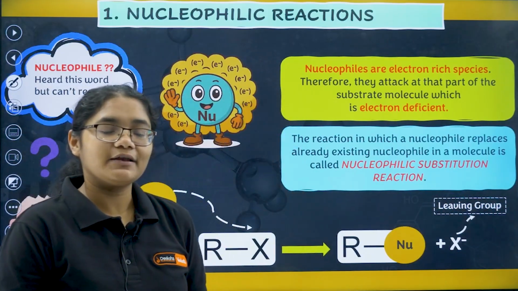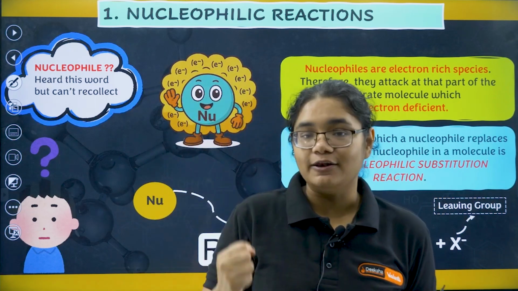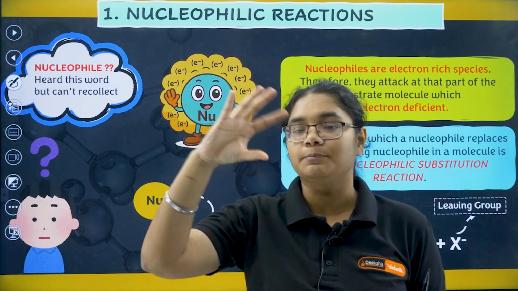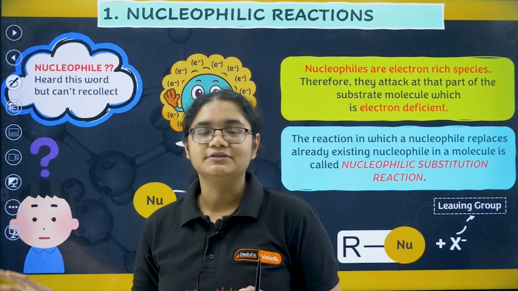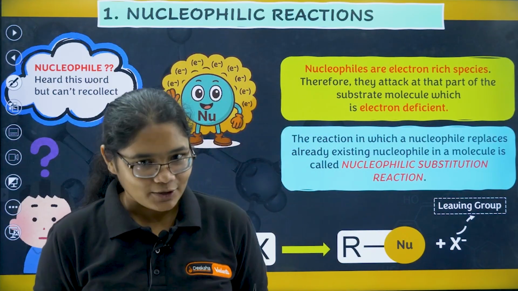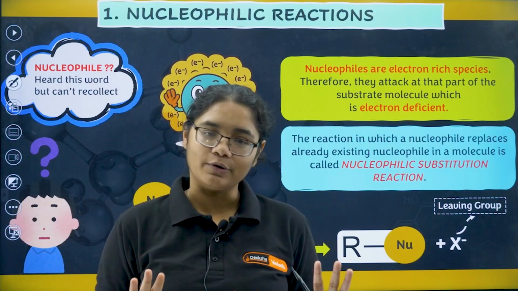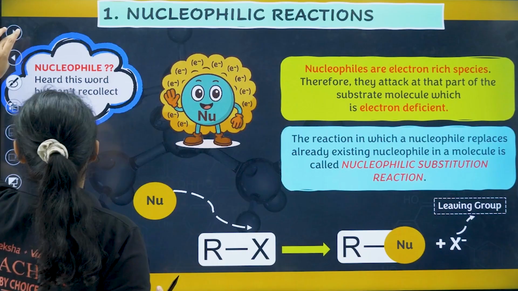So what is a nucleophilic substitution reaction? In RX, in haloalkanes, the X group is replaced by a nucleophile. Those types of reactions are called nucleophilic substitution reactions. Bacha log, this is clear to all of you? Okay, what are nucleophilic reactions? Now we will move to the next part.